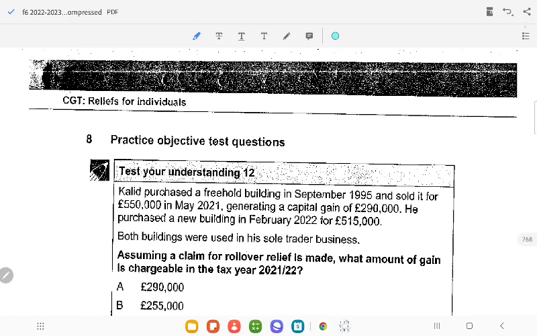So this was reliefs for individuals, a very important chapter. Usually the first question of Section C is asked from this topic of reliefs for individuals.